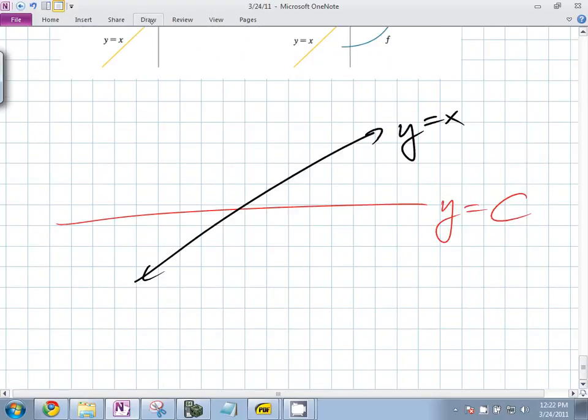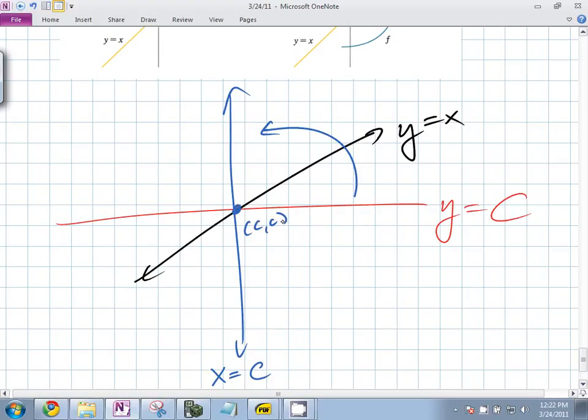If I reflect, it's a vertical line now. If you reflect this, it becomes a vertical line. What's the equation of that line? X equals what? X equals c. Because what does this point have to be? C, c. So what do horizontal lines become when you reflect them over the line y equals x? So horizontal becomes vertical.